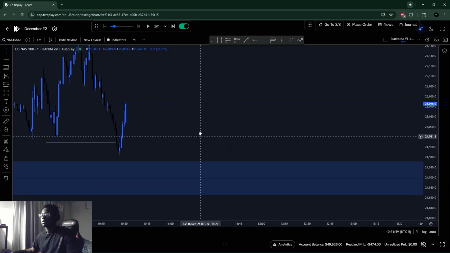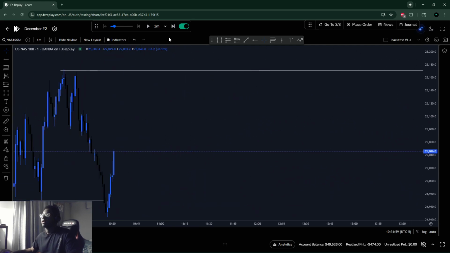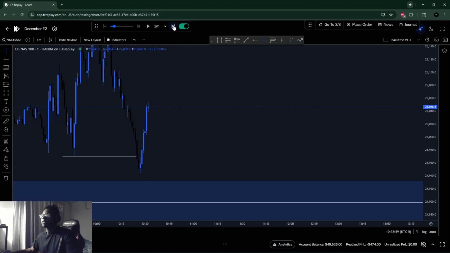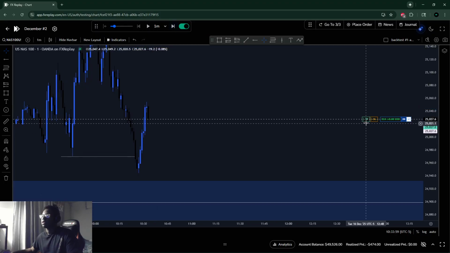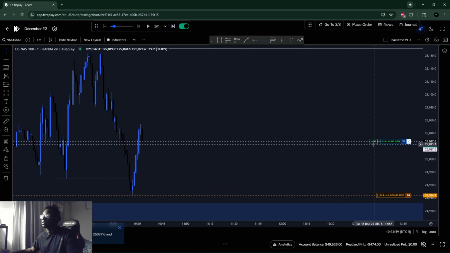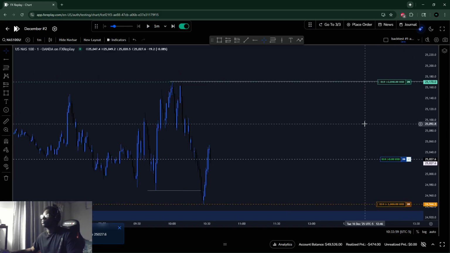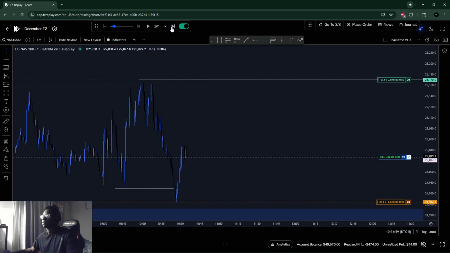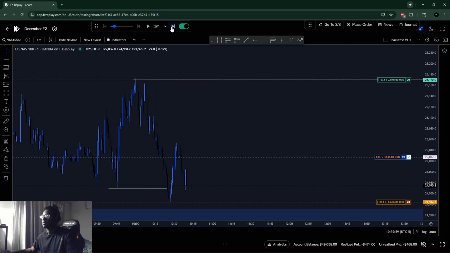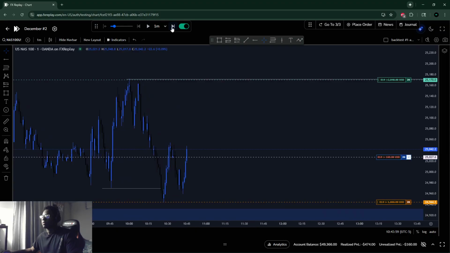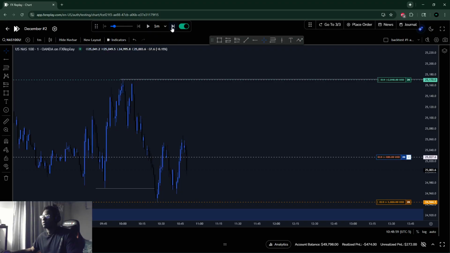So that gap's done. I'll wait for another bearish candle, then I'll enter long. Right there, and right there. Let's see that through. Looks like the market stopped out here. Okay, I'm calling it.